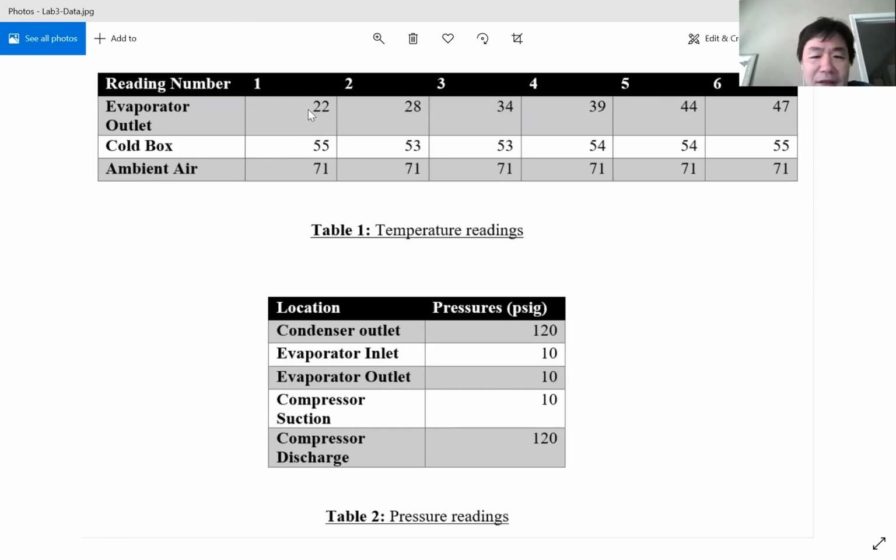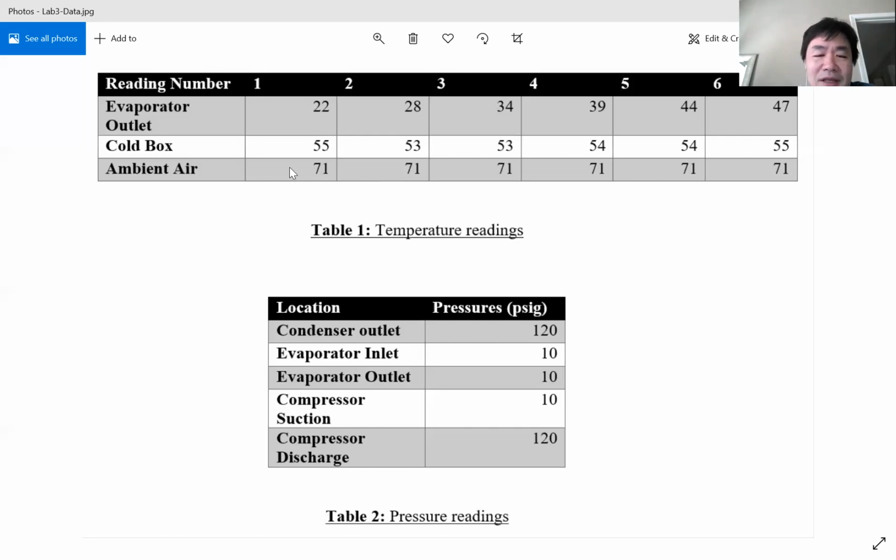Okay, so look at this. The cold box temperature changes a little bit, not much, right? But it shows the change. Then the ambient temperature actually is not changing.